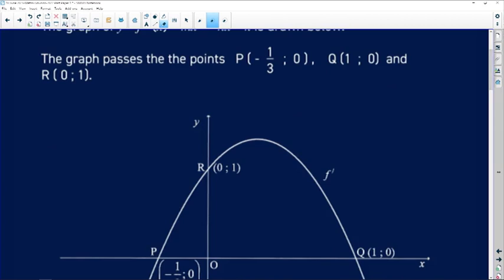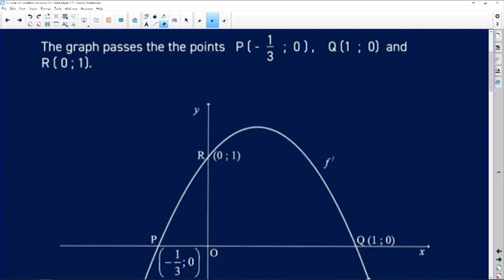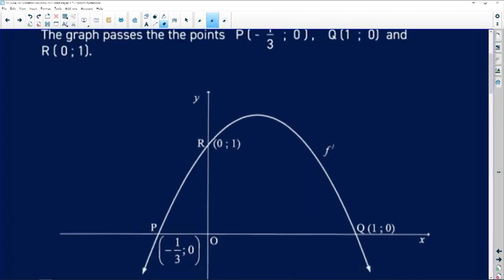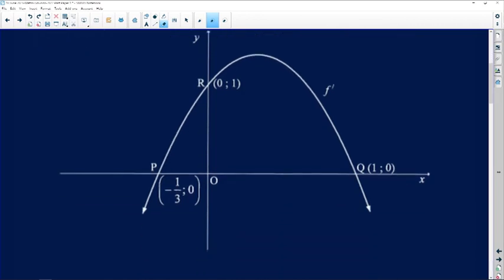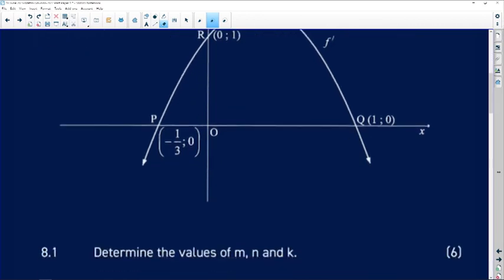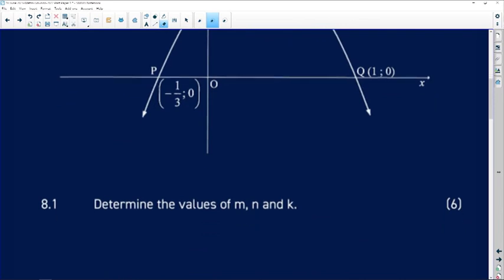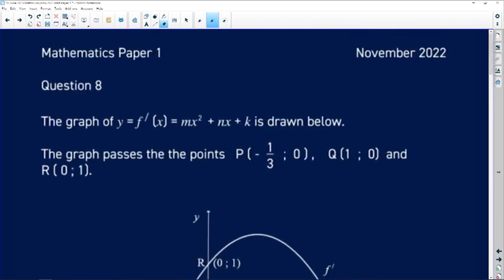The graph passes through the points -1/3, 0, Q (1, 0), and R with coordinates (0, 1). And now the first question is asking us to determine the values of m, n, and k. So where do m, n, and k come from? Those are the variables that we were given in the equation of the inverse graph. Not the inverse, but the derivative function.